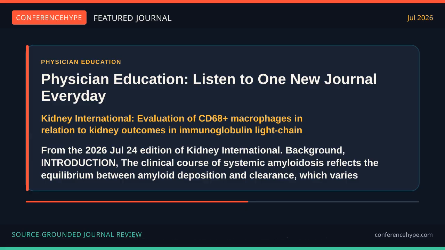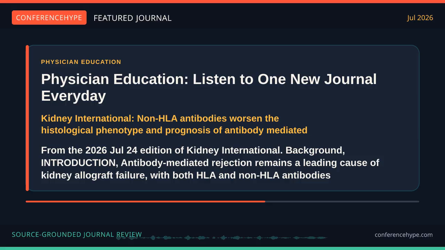Results at 5 years: cumulative incidence of renal replacement therapy was 14%, 22%, 40%, and 52% across macrophage scores 0-3 respectively. Discussion in AL amyloidosis. Kidney CD68-positive macrophage infiltration at diagnosis is independently associated with risk of progression to RRT even among patients with deep hematologic response. From the 2026 July 24 edition of Kidney International.